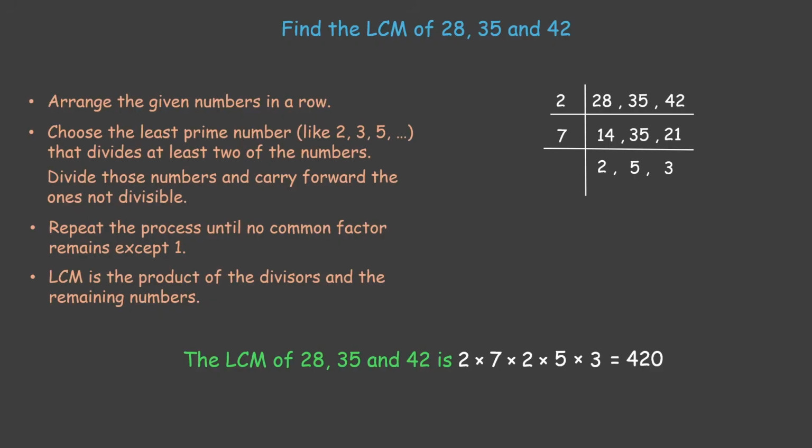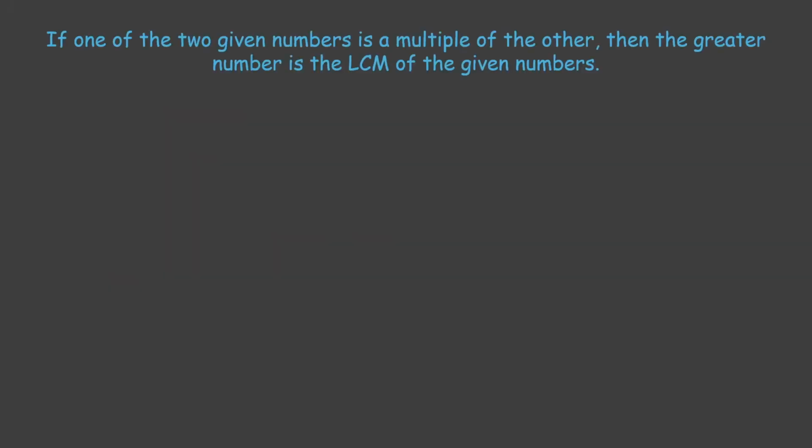Another very interesting thing about LCM is that if one of the two given numbers is a multiple of the other, then the greater number is the LCM of the given numbers. For example, if the two numbers are 6 and 12, here 12 is a multiple of 6. So the LCM would be 12 itself.